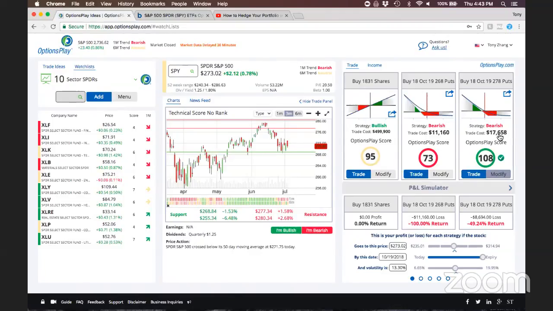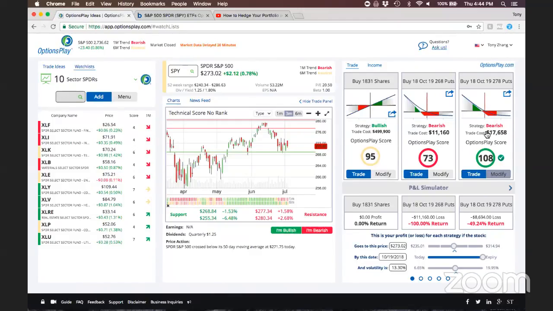If I had bought the more expensive hedge, I actually lose less money. I only lose $8,600. So right off the bat, even if the market doesn't go the way I expect it to, even though the more expensive hedge costs me more money, I actually end up losing the least amount of money if the market goes absolutely nowhere.